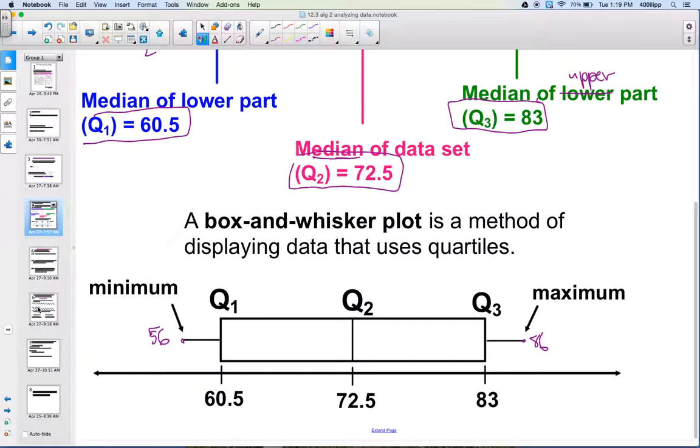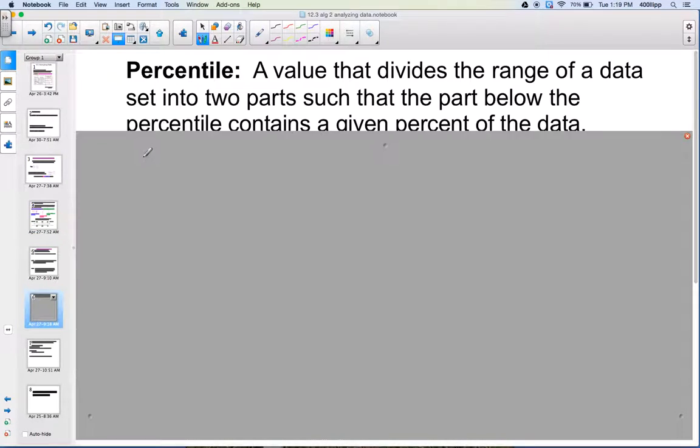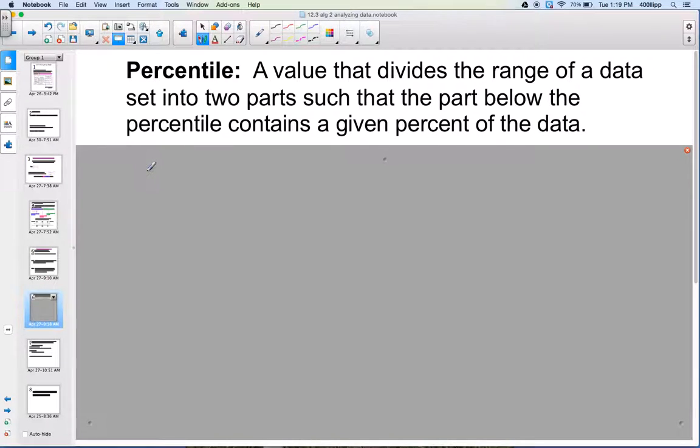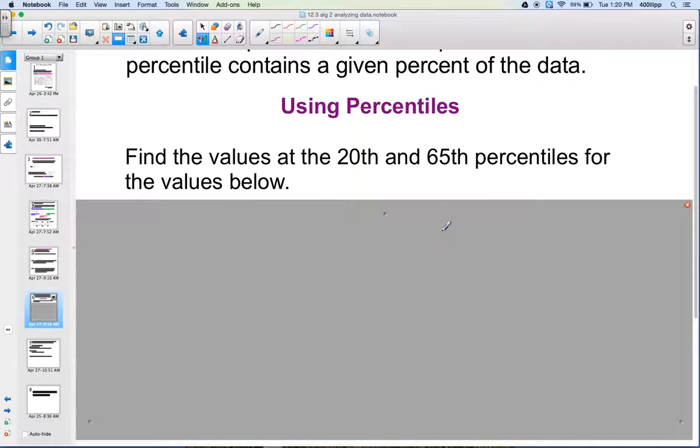All right, so let's take a look at percentiles. A percentile is a value that divides the range of a data set into 2 parts such that the part below the percentile contains a given percent of the data. So let's take a look here. We want to find the values at the 20th and the 65th percentiles for the values below.